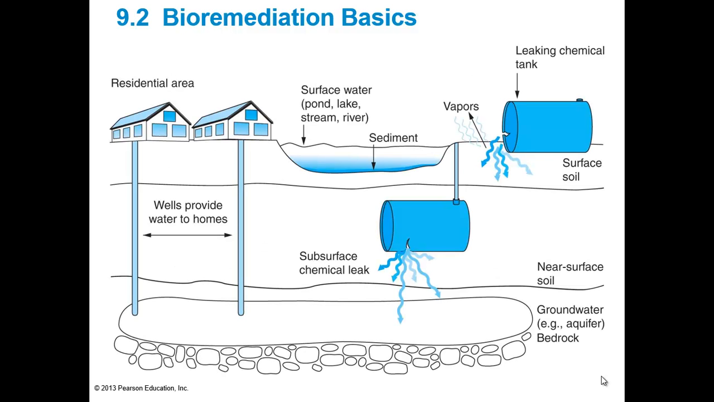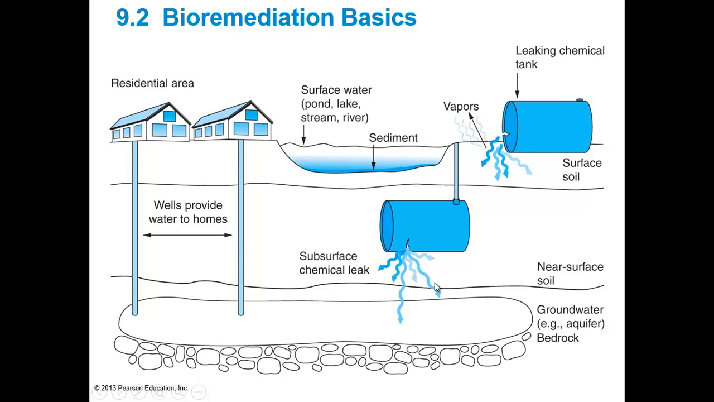Okay, so we look at some leaky tanks. There's a surface tank that's leaking. It can contaminate the air because of vapors, say from the chemicals. It will contaminate the surface soil and then ultimately go down below the water table into the groundwater. Subsurface tanks will also leak into the groundwater.